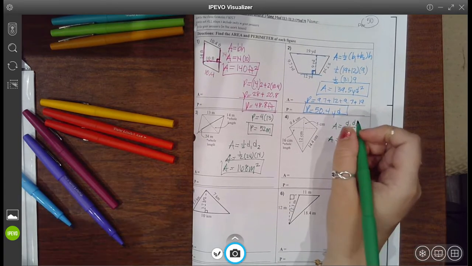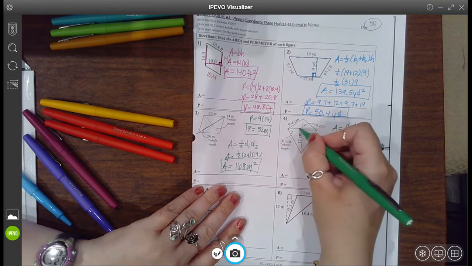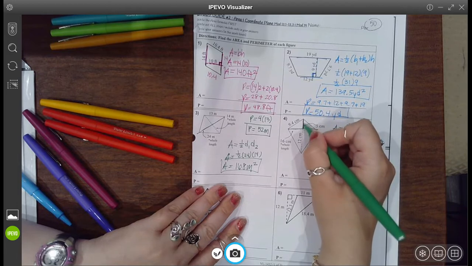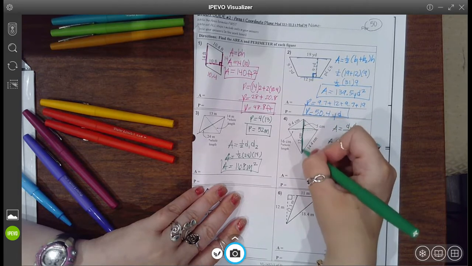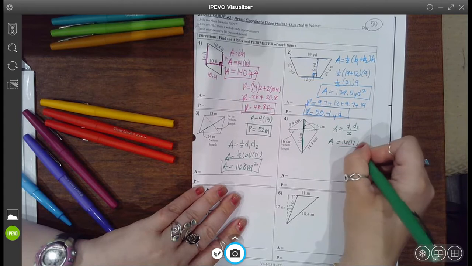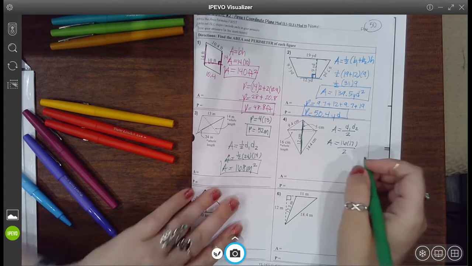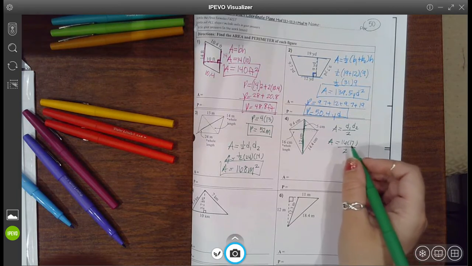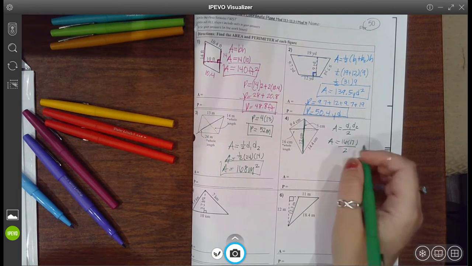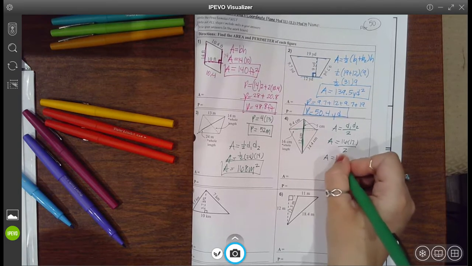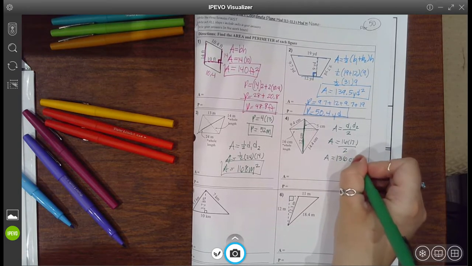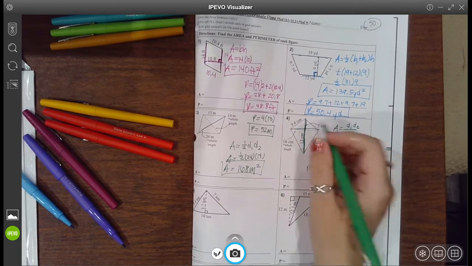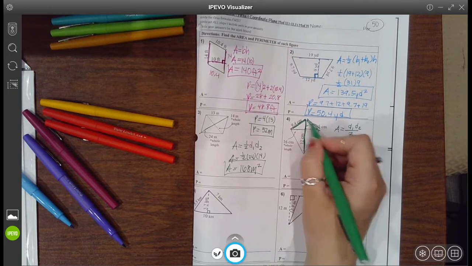Well, for this one, it says this whole length right here is 16, so that's one diagonal. But then this one is 5 plus 12. So 5 plus 12 is 17 for that second diagonal, and all over 2, or times 1/2 if you didn't want to do it that way. Okay, regardless, you go 16 times 17 divided by 2, you get an area of 136 centimeters squared.